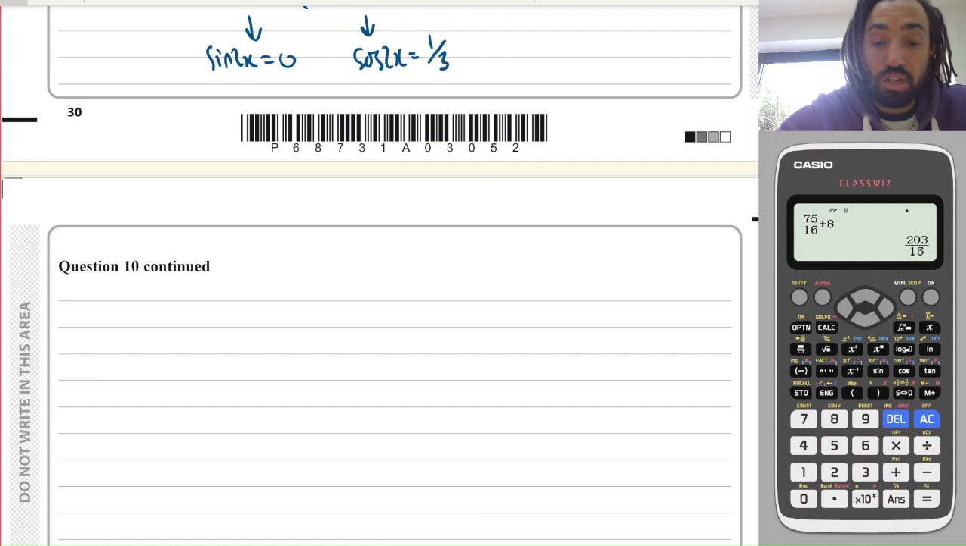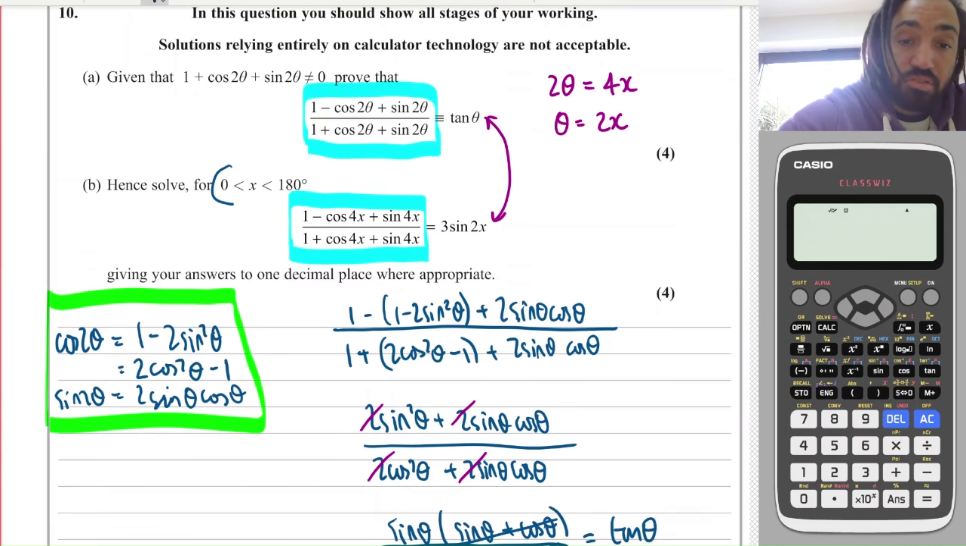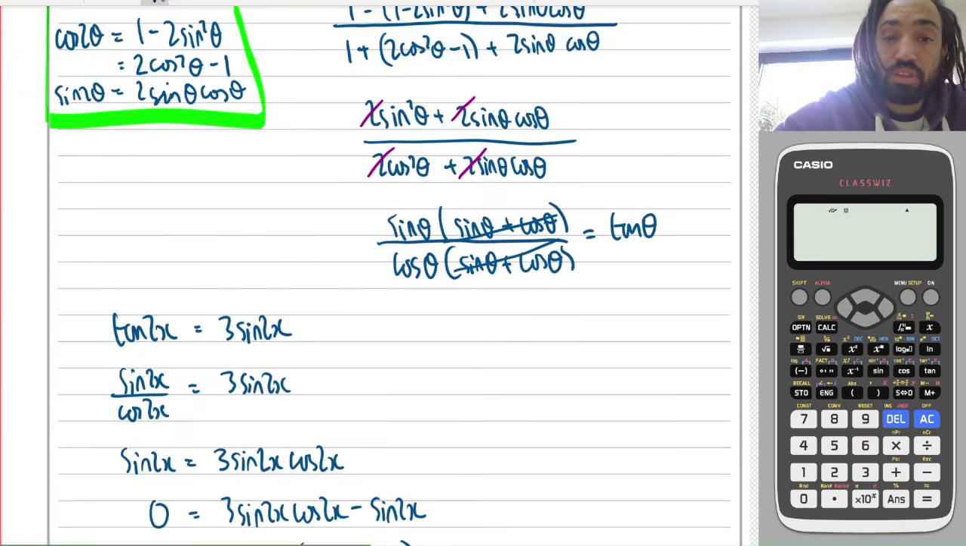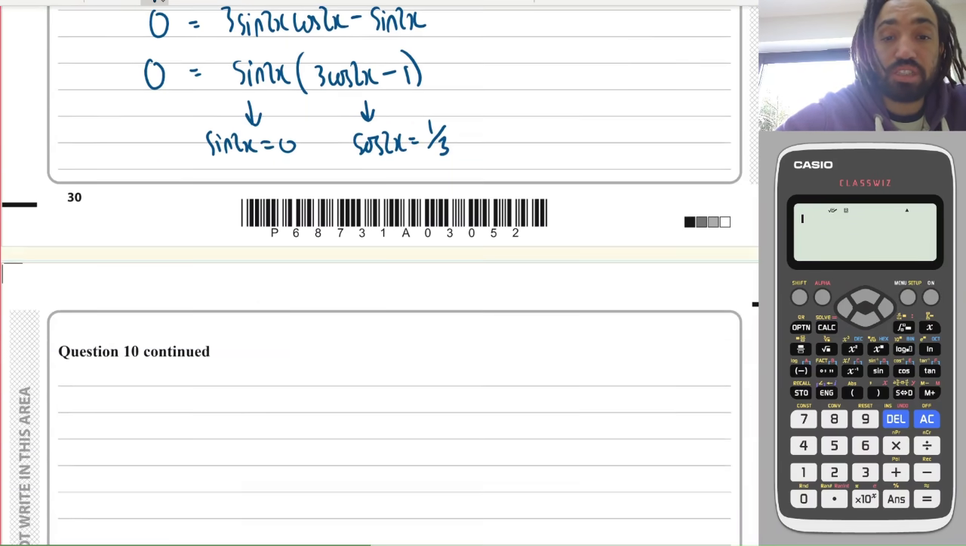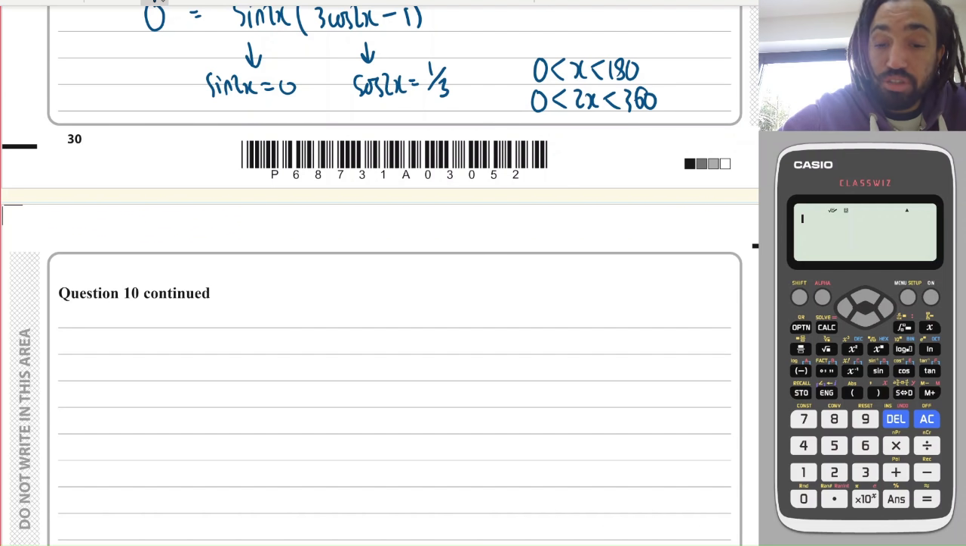Okay, now let's use our calculators here. I need to put it into degree mode because it is degrees, and it's asking me between 0 and 180, not equal to 0 or 180 as well, which is quite interesting. So 0 to 180. I'm dealing with two x's here, so I'm going to change that to 0 to 360. I'm going to do the sine one first.